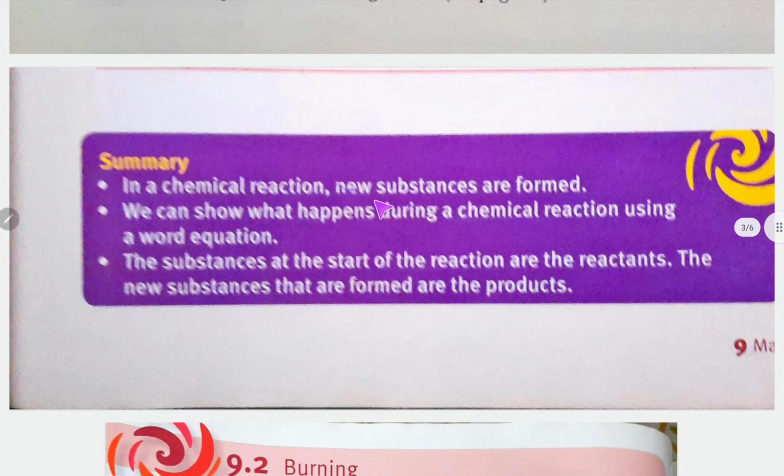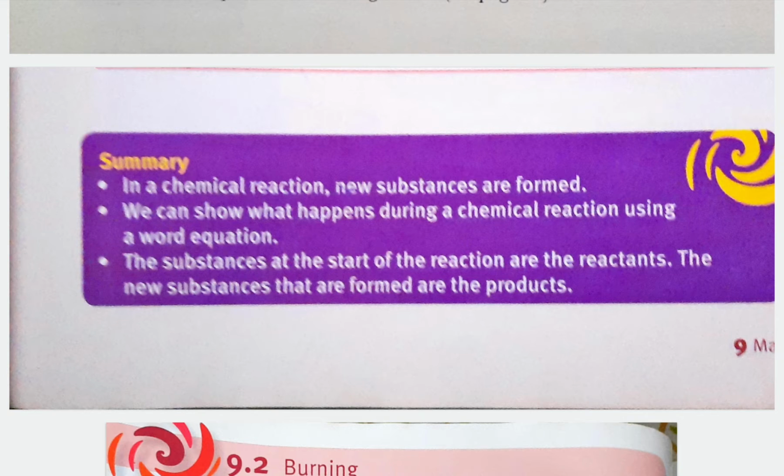So, in a chemical reaction, new substances are formed. We can show what happens during a chemical reaction using a word equation. That is, iron plus sulfur gives iron sulfide. Water splits to form what? Hydrogen and oxygen. So, here we can use a word equation to represent a chemical reaction.